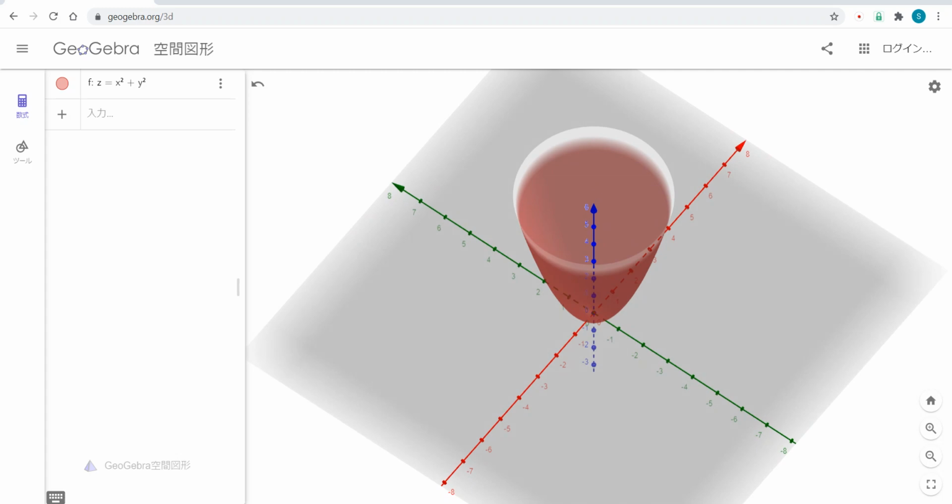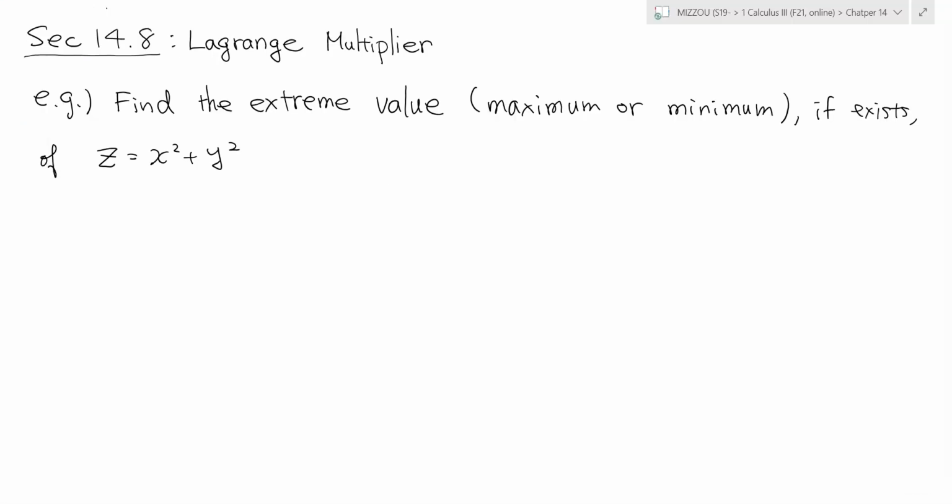That's fine. However, the question we consider in this section is not that, but let me just go back to it. So z is equal to x squared plus y squared. This takes its minimum at 0, 0, and the minimum value is 0, and it doesn't have any maximum. That's fine. But here's a question we consider here.